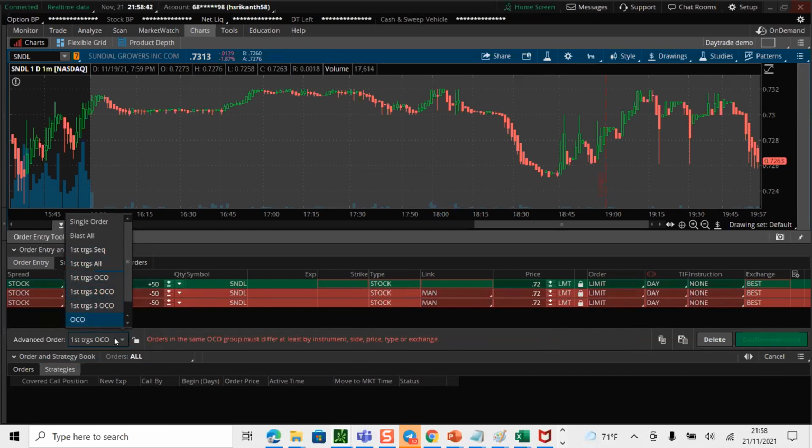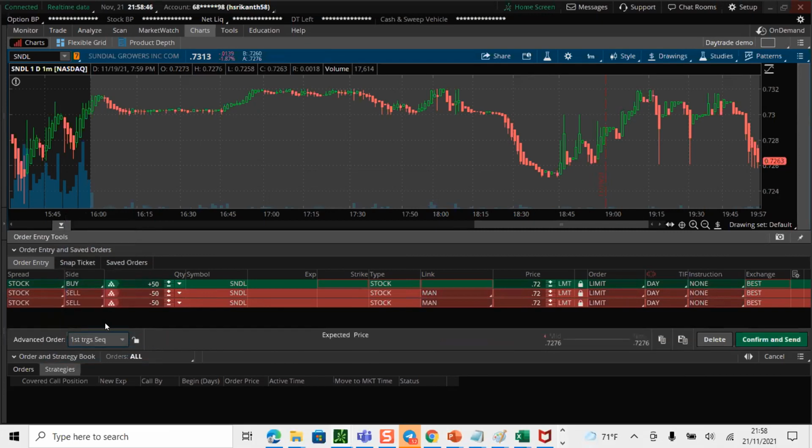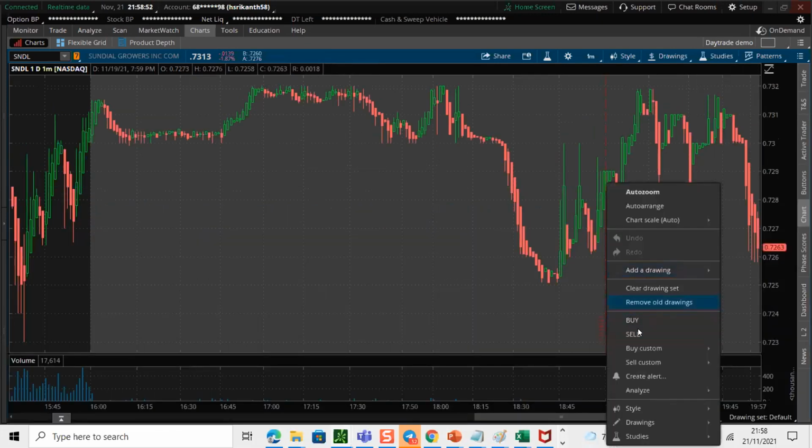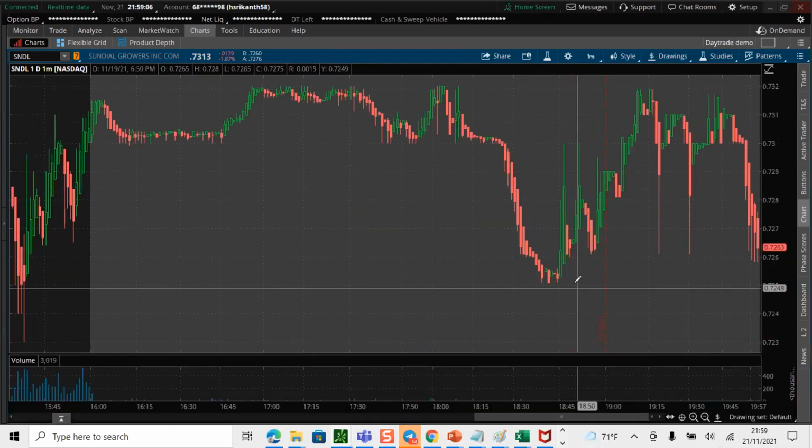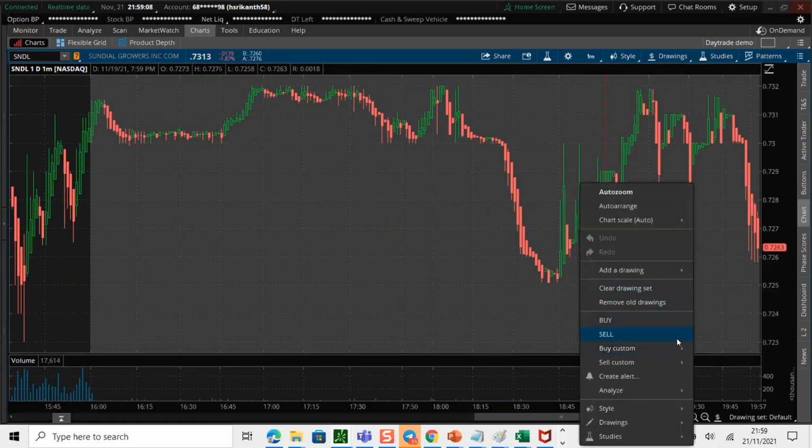Let me just do one at a time. Let's just do one first trigger sequence. Okay, with the OCO bracket, I'll just buy. I clicked on buy custom. Okay, with the OCO bracket. Let me show one more time. Right click, buy custom with the OCO bracket.